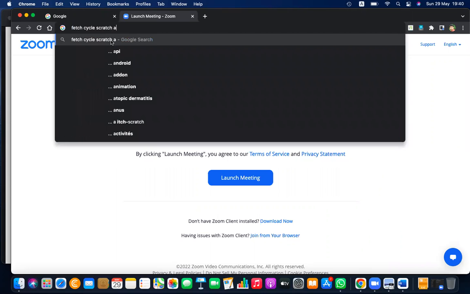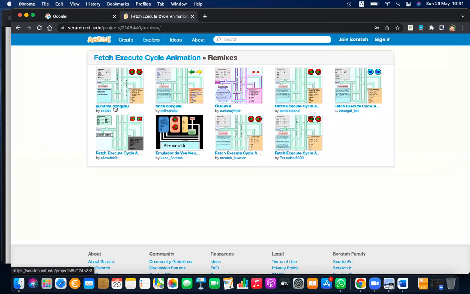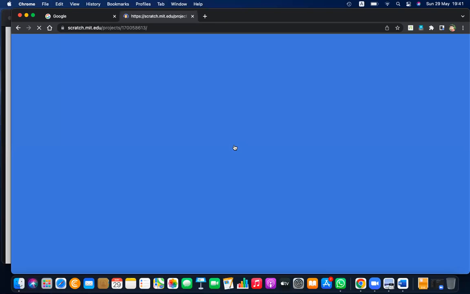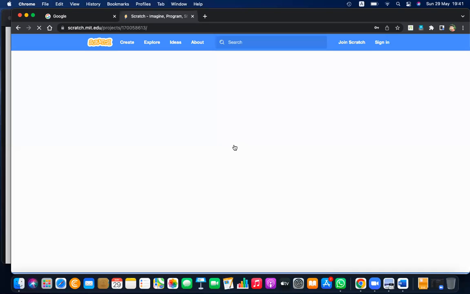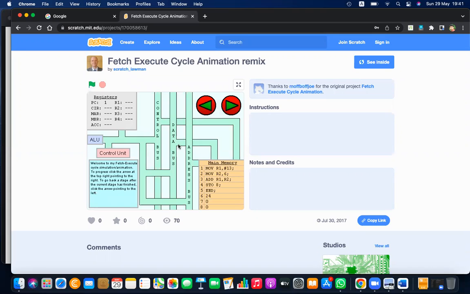Fetch cycle animation. When you search for it, you'll get a lot of animations, and out of that you can select one. I prefer this one. I hope I have sent you the links about this, because there are some questions which cover this section.